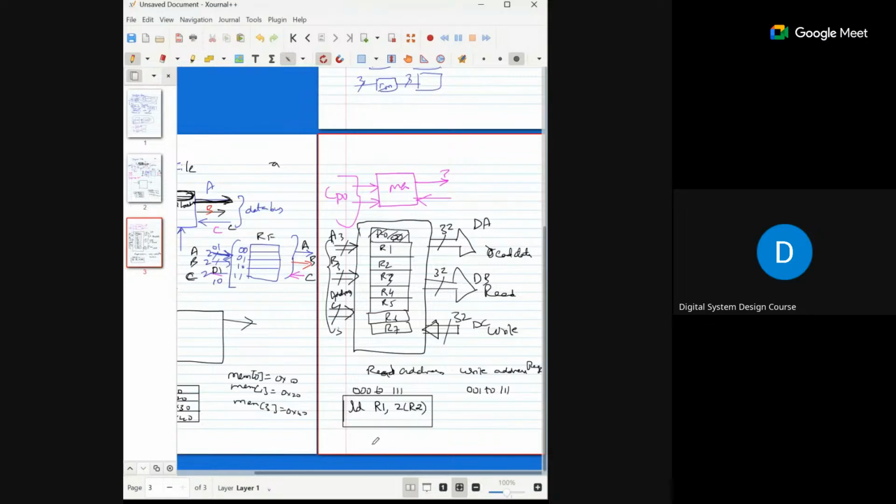What does this do? LD is basically a mnemonic, and this refers to loading something into the register file called R1. Always in the RISC architecture, it goes from right to left only. My sources are at the right, my destination is at the left. So here the left is R1. So this is nothing but R1 is equal to mem of R2 plus offset, where offset is equal to 2 here.